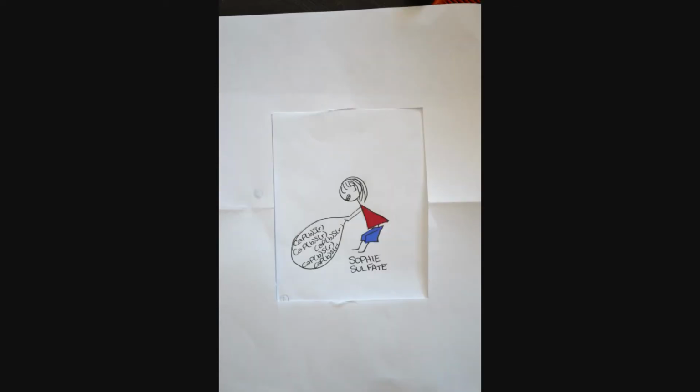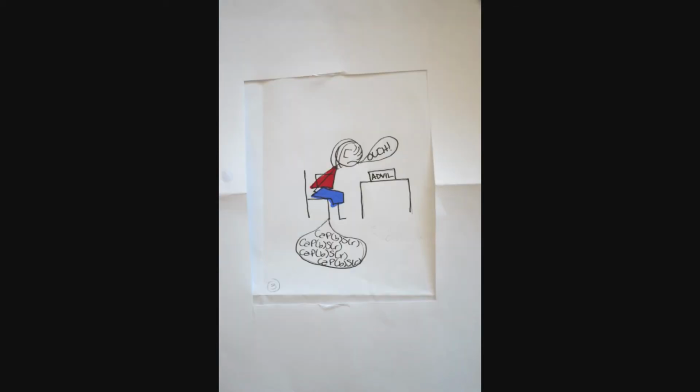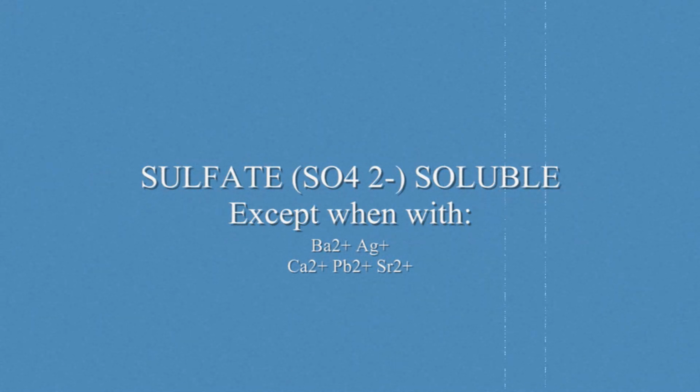Sulfate, you're gonna hurt your back dragging that big bag with caps. To help you remember the solubility rule for sulfate, remember our friend sulfate. Sulfate in solution is soluble, except when paired with bag caps. Ba2+ for barium, Ag+ for silver, Ca2+ for calcium, Pb2+ which is lead, and Sr2+ which is strontium.